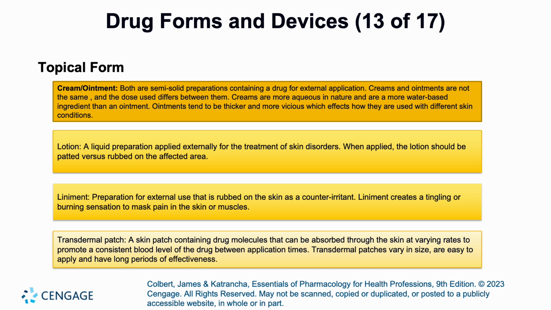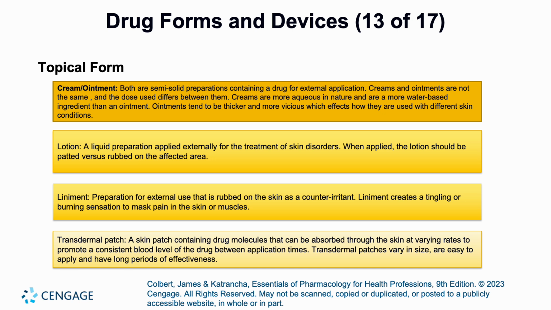A liniment is a preparation for external use that is rubbed on the skin as a counter irritant. Liniment creates a tingling or burning sensation to mask pain in the skin or muscles. So when it says counter irritant, it means against the irritation, and in this case, typically liniments are used for pain. Think of something like tiger's balm or capsaicin, something that is used on the muscles to provide that kind of tingling sensation, that kind of cooling sensation, sometimes warming sensation, depending on which type you're using, and that helps to kind of mask pain that is going on in the skin or muscles.